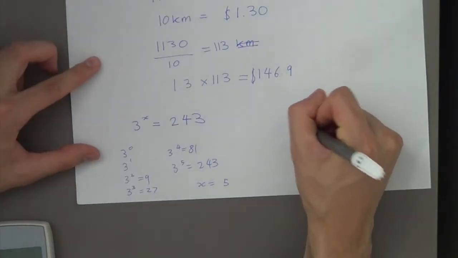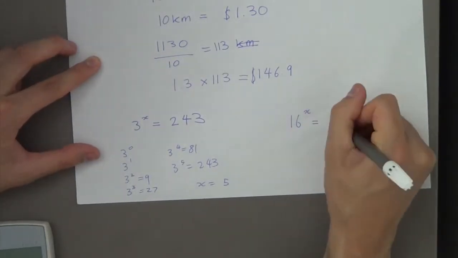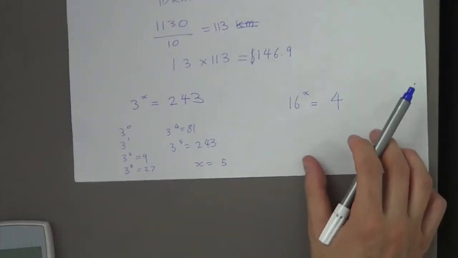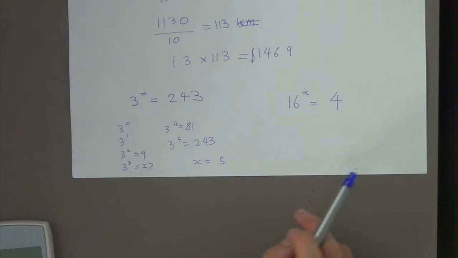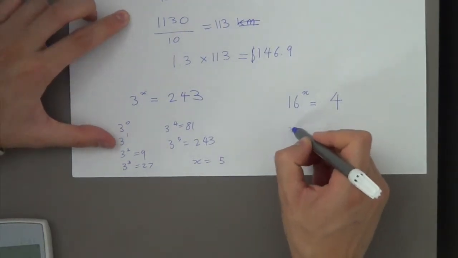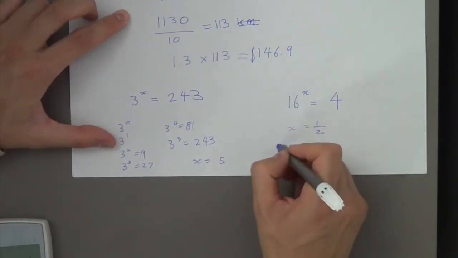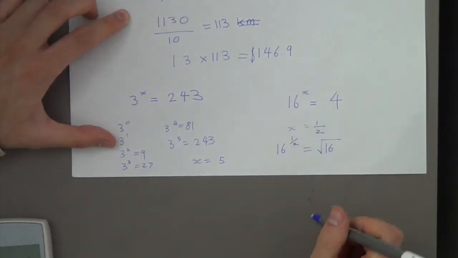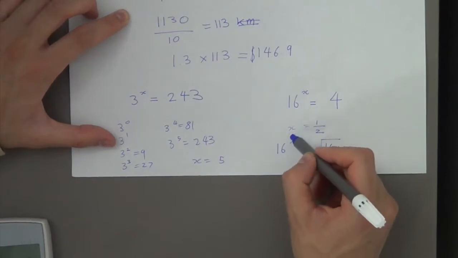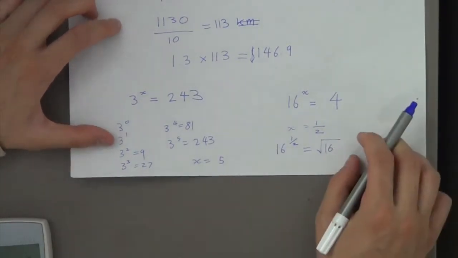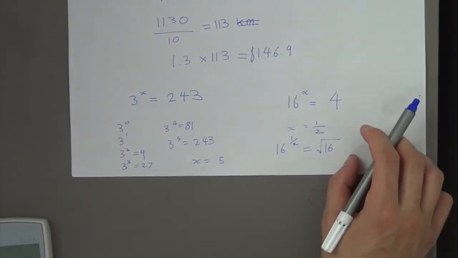Right, what about, next one is 16 to the x equals 4. So you have to work out x. Well, if you knew your 4 times tables, you would know that 4 squared is 16. So therefore x is a half, because 16 to the power of a half is equal to the square root of 16. The square root sign means it's that number to the power of a half. So x is going to be a half in this case.